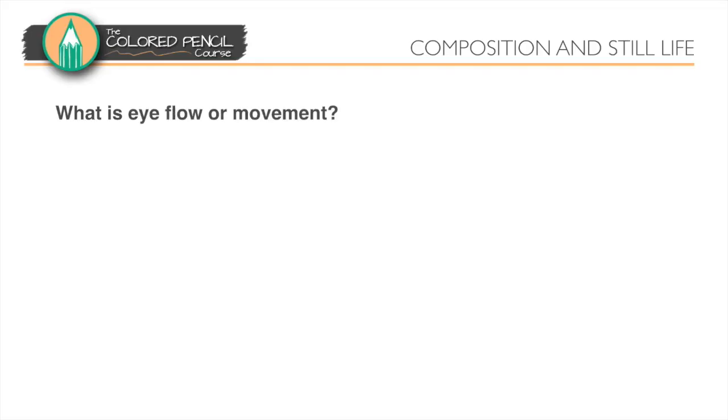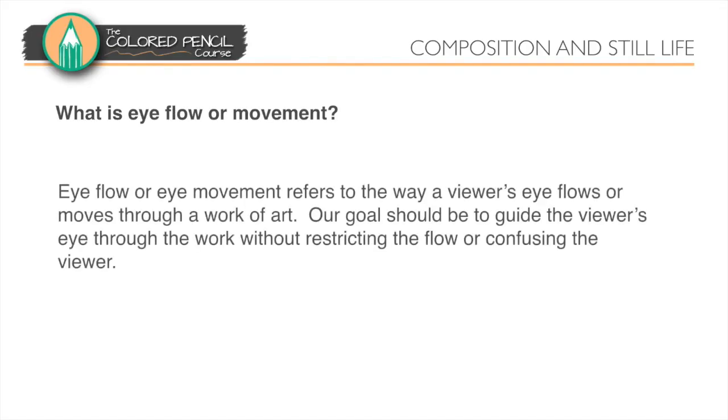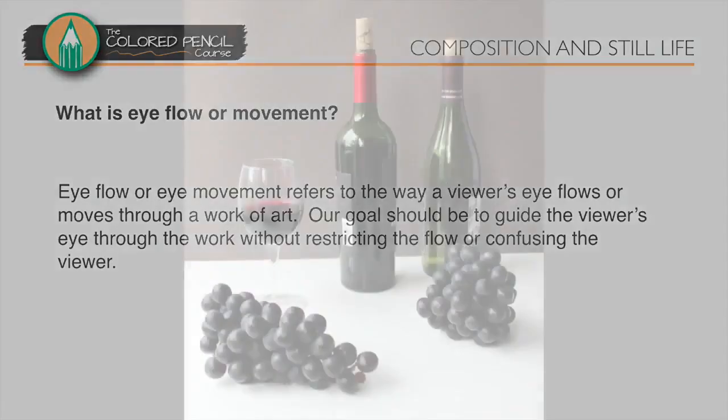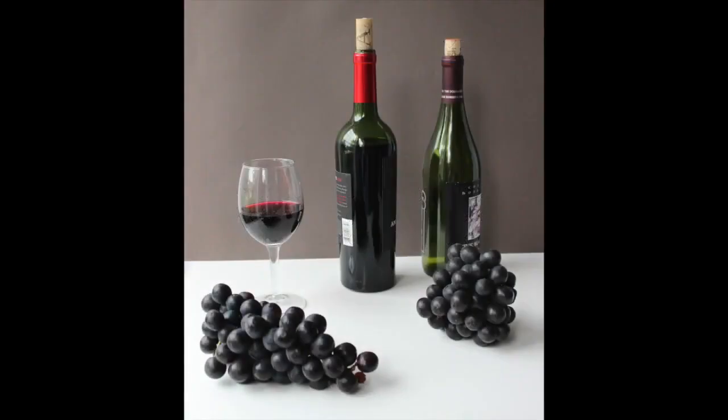What is eye flow or eye movement? Eye flow or eye movement refers to the way a viewer's eye flows or moves through a work of art. Our goal should be to guide the viewer's eye through the work without restricting the flow or confusing the viewer. Let's now evaluate how a viewer's eye may move through the compositions that we have.